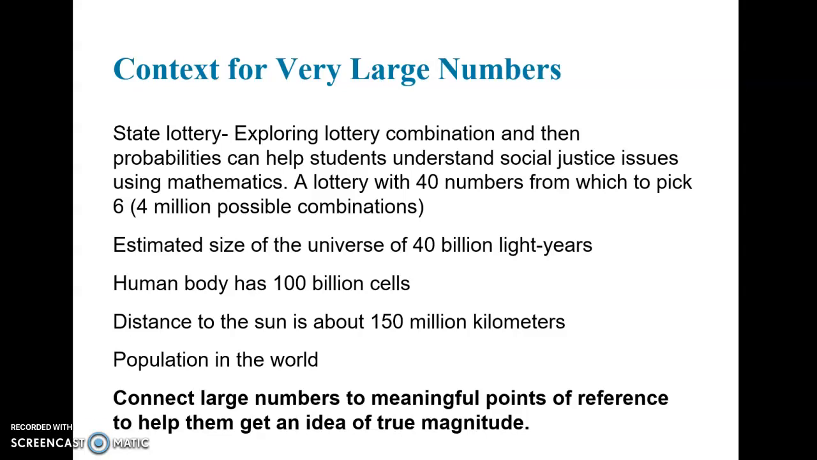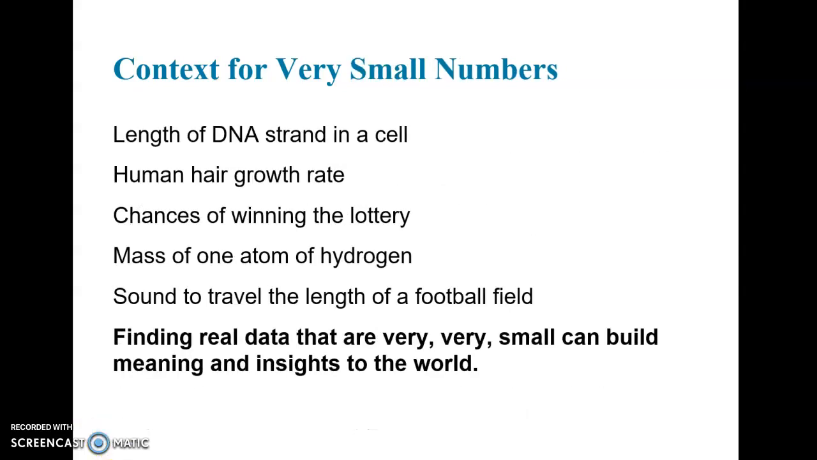Try to connect the large numbers to meaningful points of reference. So for the distance from the Earth to the sun, you could ask how many trips it would take to get from the Earth to the sun if you were driving from San Francisco, California to Washington, D.C.: about 32,000 trips. Make sure to use real examples for very small numbers, just like with very large numbers. Connecting very small numbers to points of reference can help students capture how tiny these numbers really are.